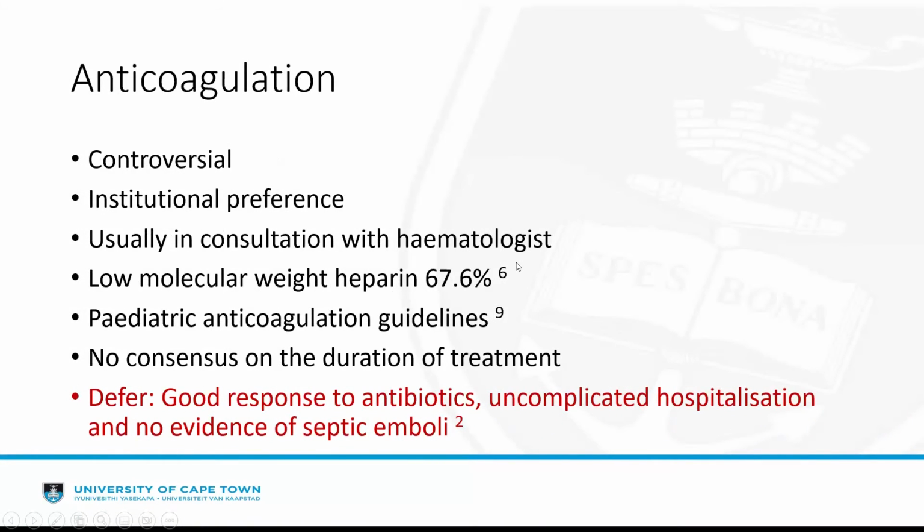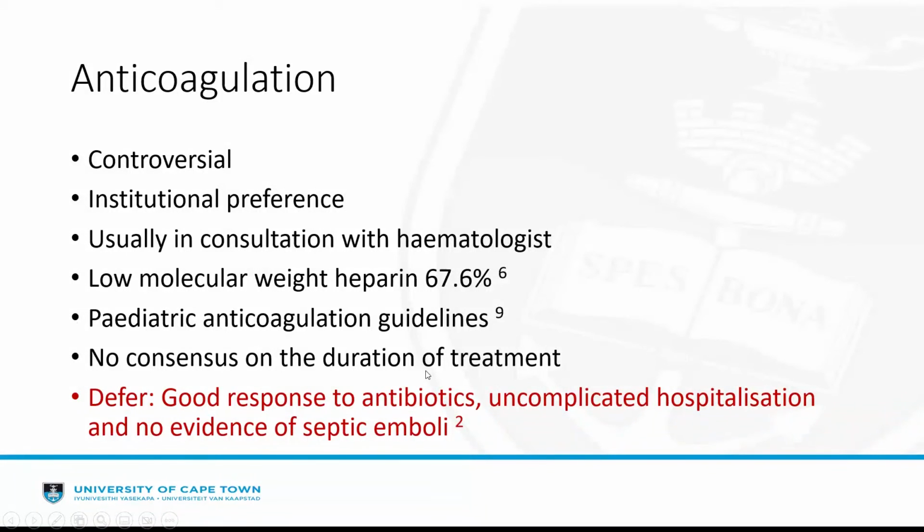So anticoagulation in these patients, like I said, is controversial, and it's mostly based on institutional preference rather than guided by research. Usually, in most centers, they'll consult a hematologist. In most cases in pediatric patients, there's a preference for low molecular weight heparin, like enoxaparin or Clexane, and to avoid warfarin and other anticoagulants. In our institution, they use the pediatric anticoagulation guidelines, which I'll share a slide on just now.